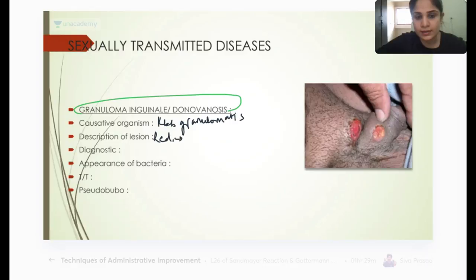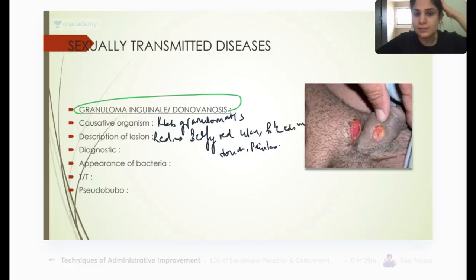Yes, so specifically a beefy red ulcer. Is it painful or painless? It bleeds on touch, absolutely correct. And it is painless. It is a painless lesion. Painless, beefy red, and bleeds on touch. What is the diagnostic criterion for this disease, for donovanosis? There is presence of the bacteria in a very particular appearance. Yes, so you have safety pin appearance of the bacteria.